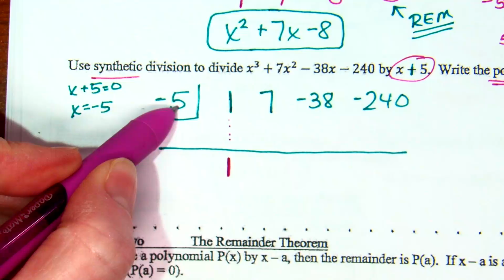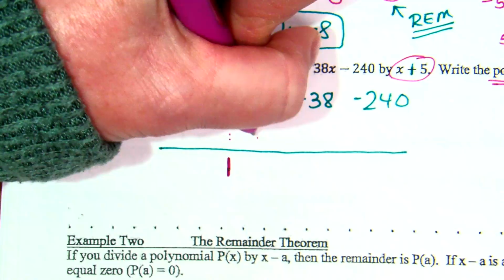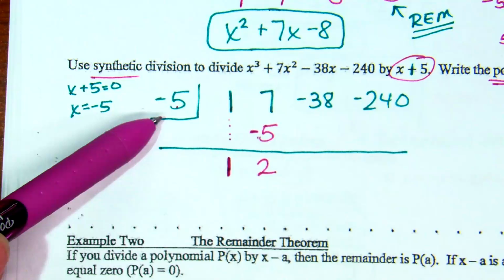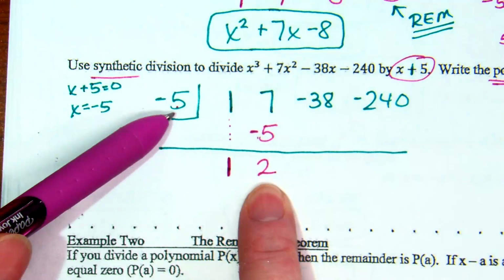Negative 5 times 1 is negative 5. Then I'm going to add 7 plus negative 5, 2. Where'd all my help go? Then I'm going to multiply. Negative 5 times 2 is negative 10.